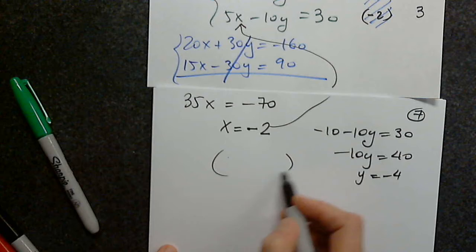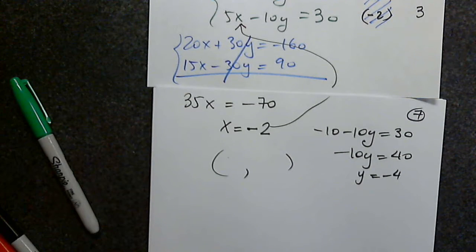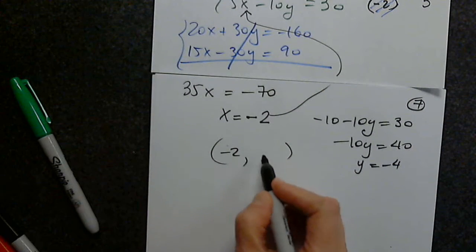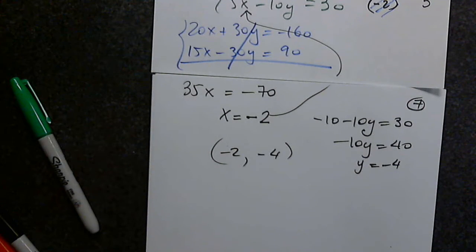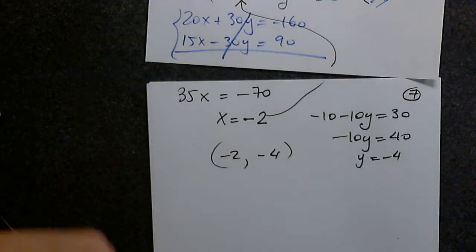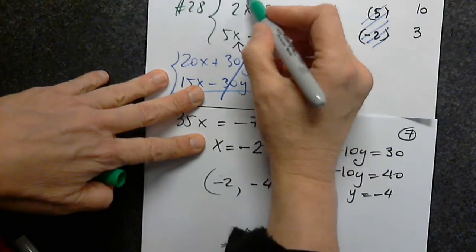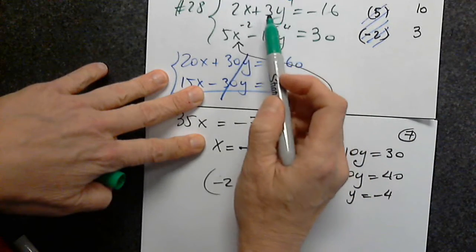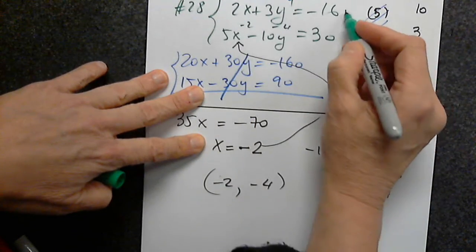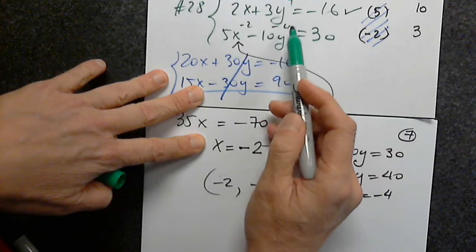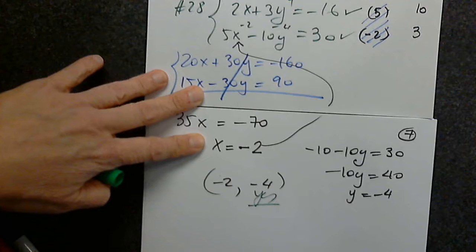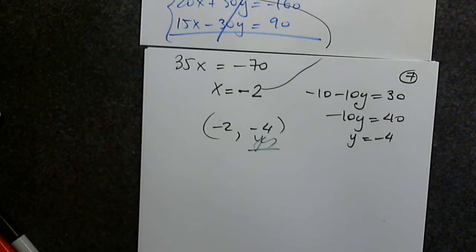Perfect. So the solution appears, I don't know yet, I haven't checked. A solution appears to be? Awesome. Great. So good job. So let's go back and check. Negative 2, negative 4. So negative 4 minus 12, yes. Negative 10, but plus 40, yes. So now I can say yes, indeed, negative 2 comma negative 6 is the correct solution.